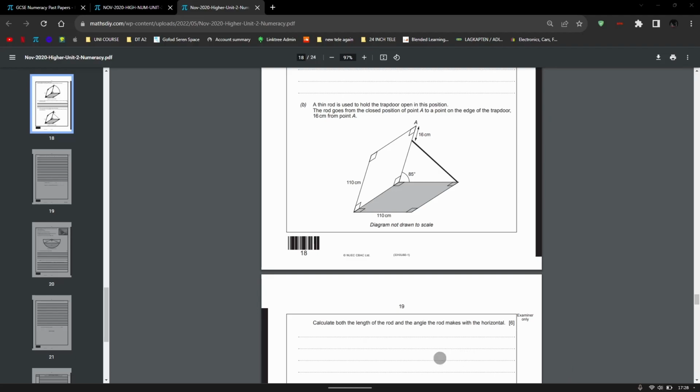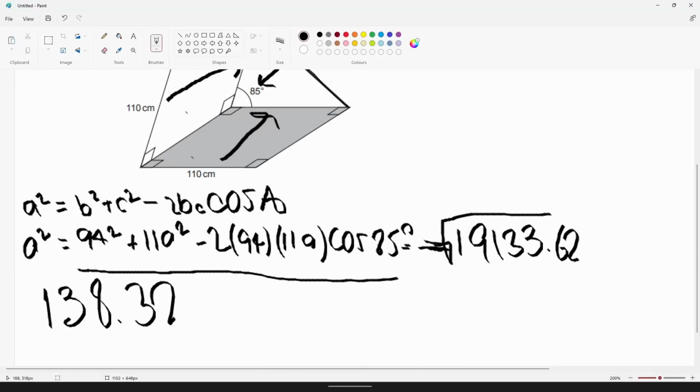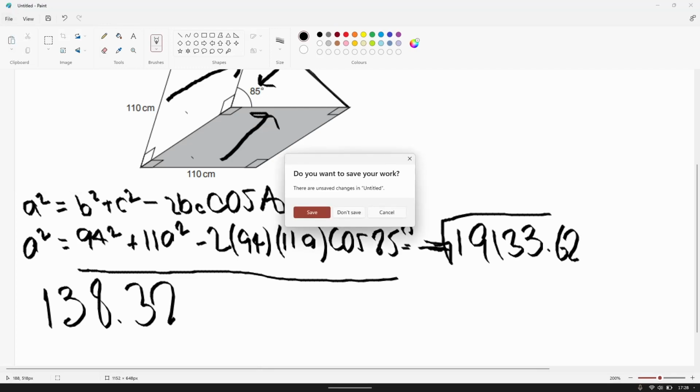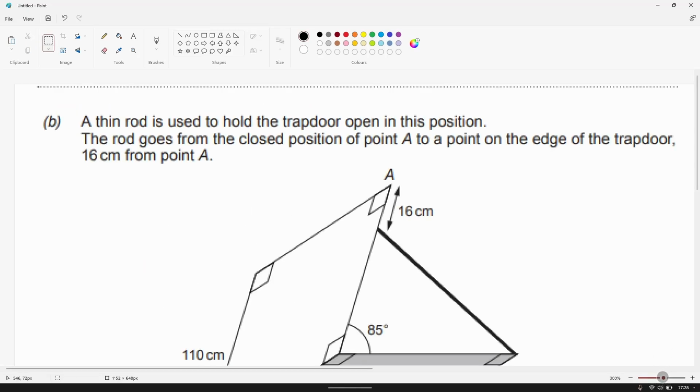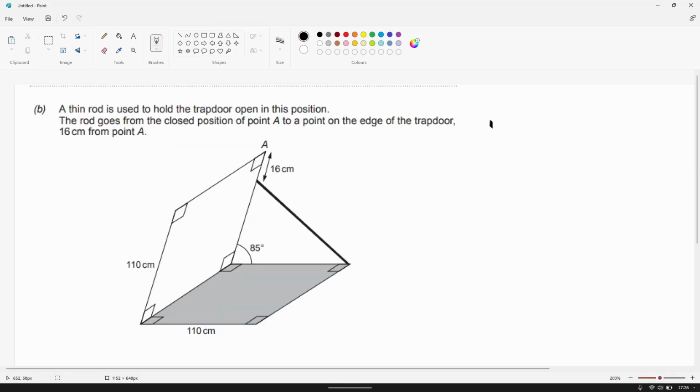I'm going to clear this, but I'm also going to write it down. What was it, 138.32? So I'm just going to paste this in again and zoom in a little bit. 138.32 cm for our rod here.